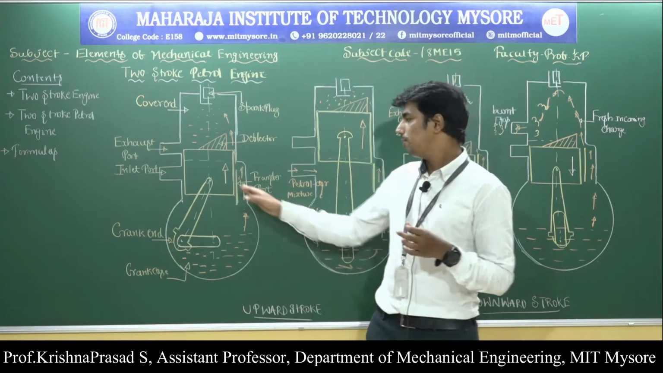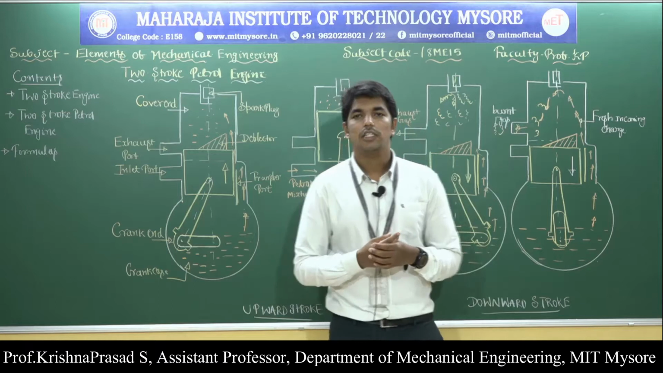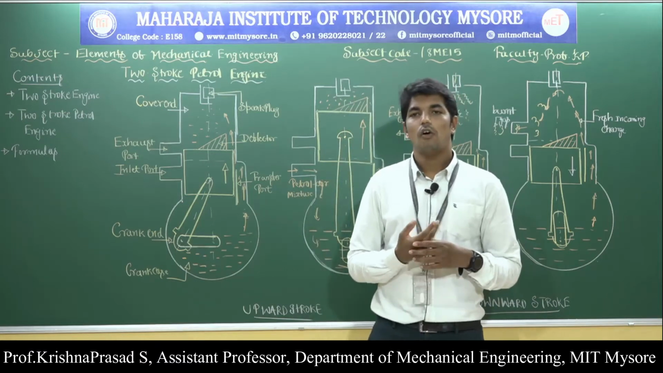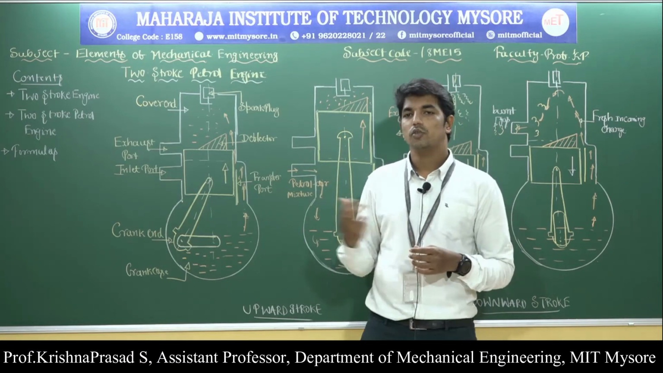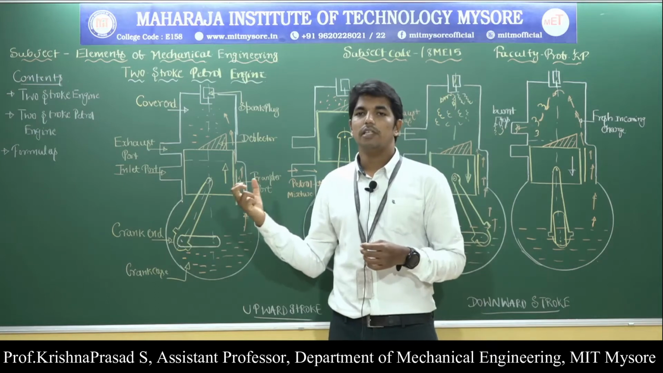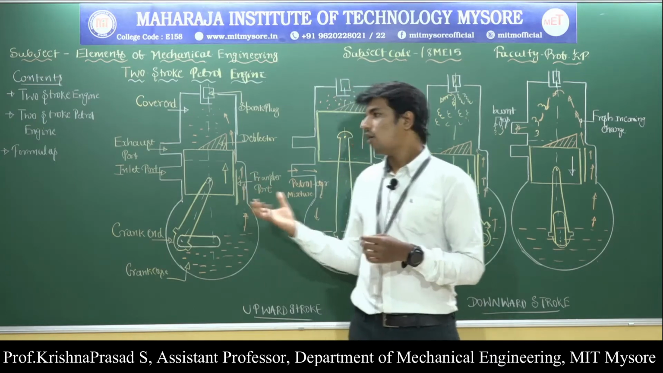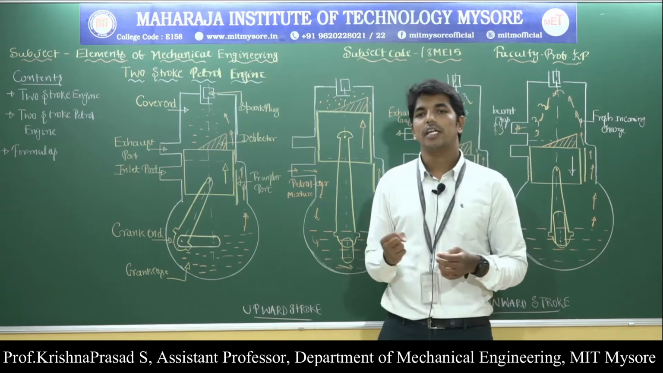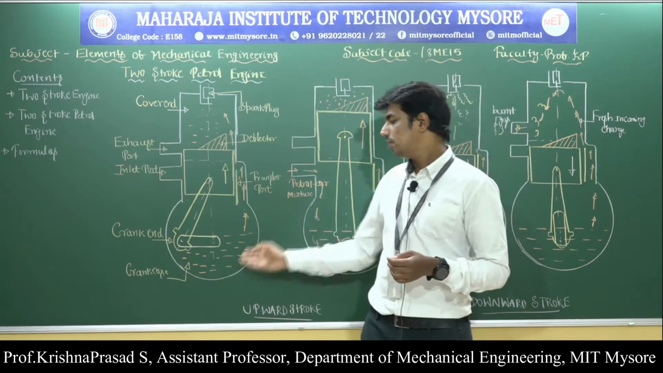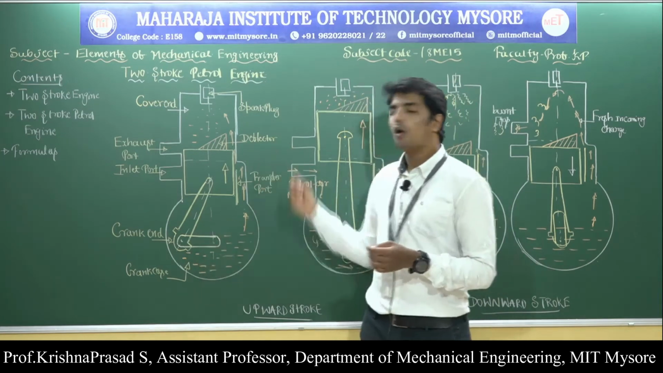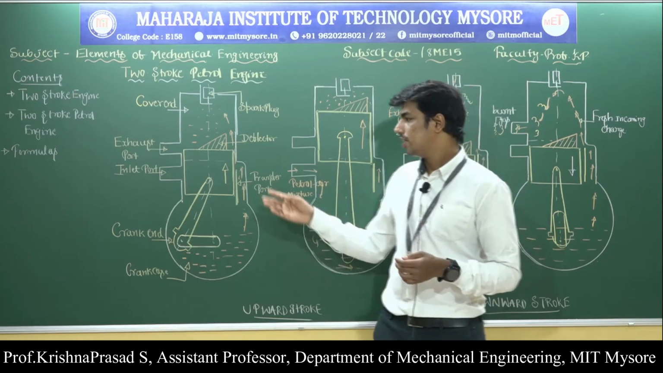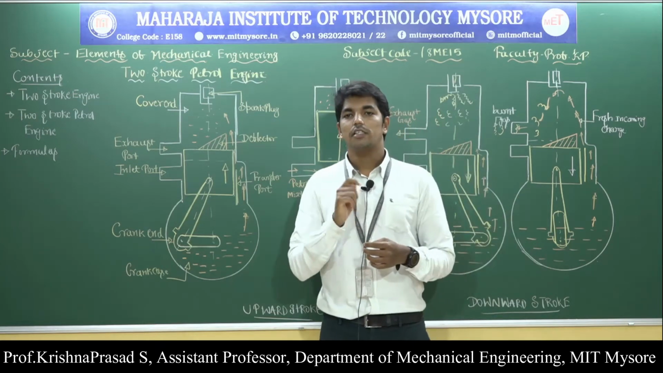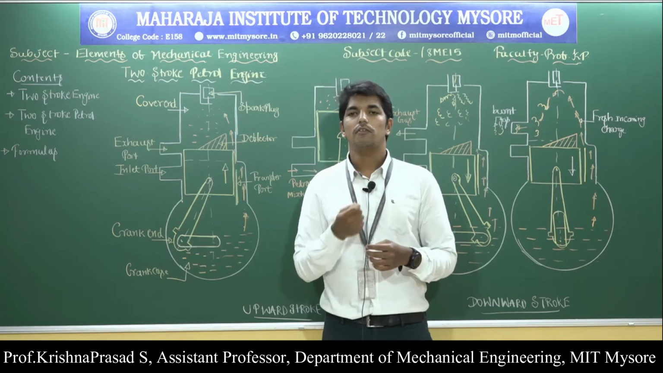Then what is meant by the piston rings? There are two types of ring. The one is called the compression ring, and the other is called the oil ring. The compression ring is used to obtain a gas tight joint between the piston and the cylinder, and the oil ring is used to extract the excess lubricating oil from the cylinder wall and send it back to the oil sump through the oil holes provided in the piston. The piston rings are the circumferential grooves provided at the top end of the piston.